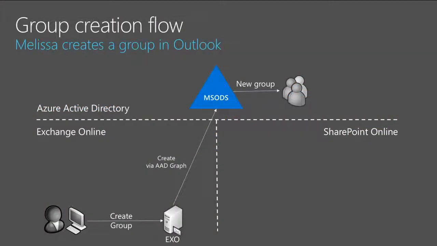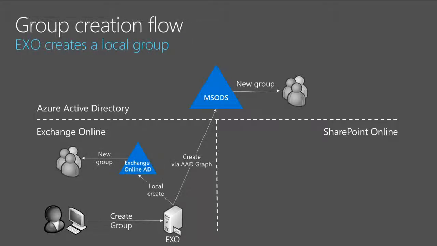Okay, so let's take a look at an example of this. I'll introduce Melissa, who is an Outlook user. She is going to create a group, which calls through Exchange Online. Now, when Exchange Online receives the request to create a group, the first thing it does is delegate to Azure Active Directory. This is very, very important per the first point in our contract of architecture. Azure Active Directory creates the new group, and there's your single source of truth.